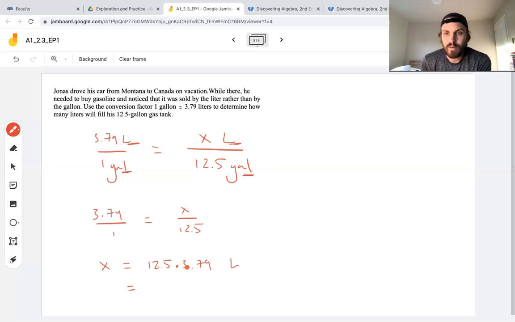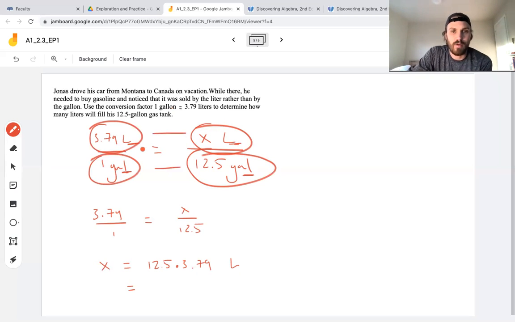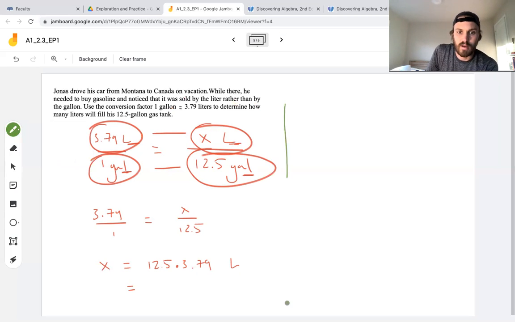Okay, so again, we wanted to know how many liters, we know how many gallons, and on the other side we have liters and gallons, and our units are matching, which is what we want. Of course, another way to do that would be to use dimensional analysis. So what if we want to do it another way?